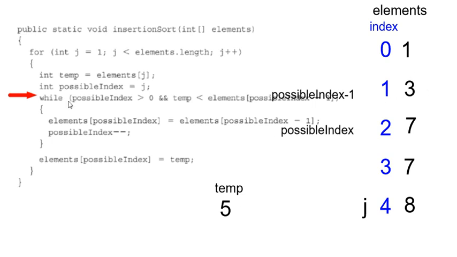It is not less than 3. I break out of the while loop. Elements at possible index becomes this 5. So we're going to replace that 7 with a 5. And now we come up here. Our j goes plus plus. It is no longer less than elements.length, and we are done.